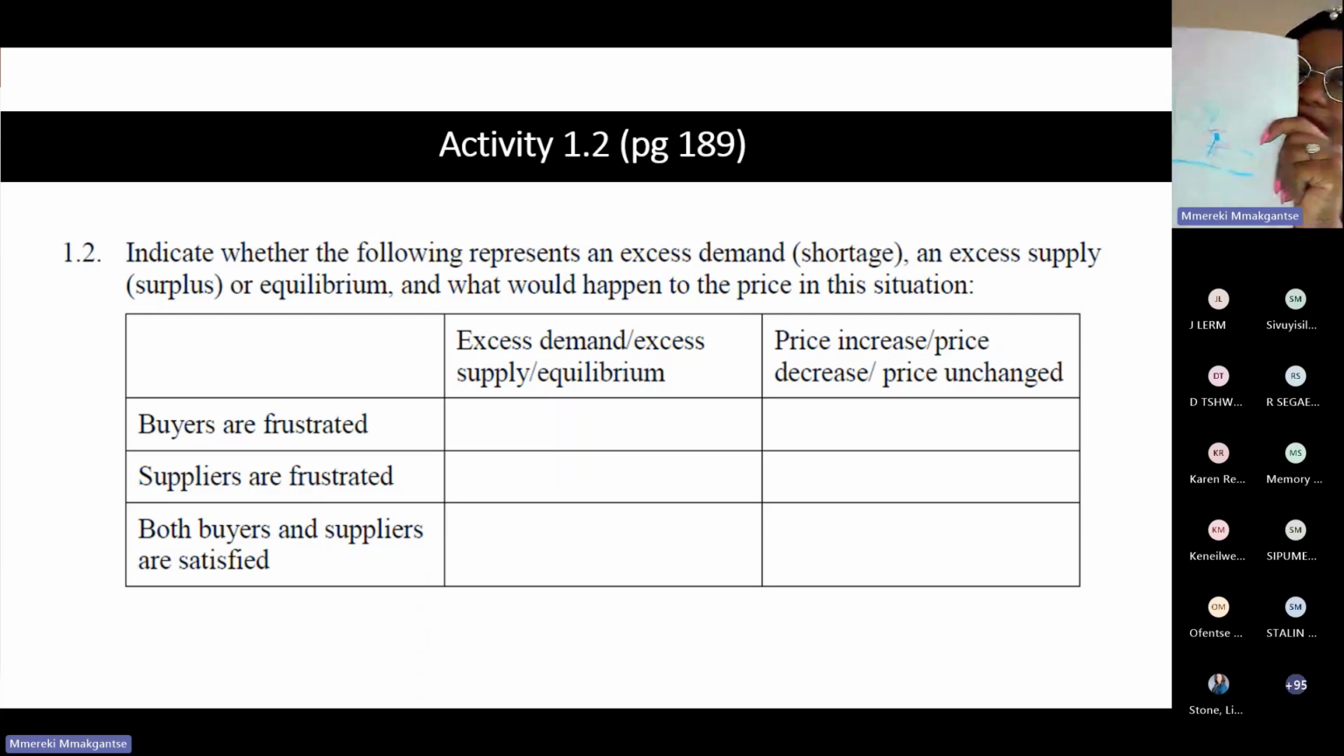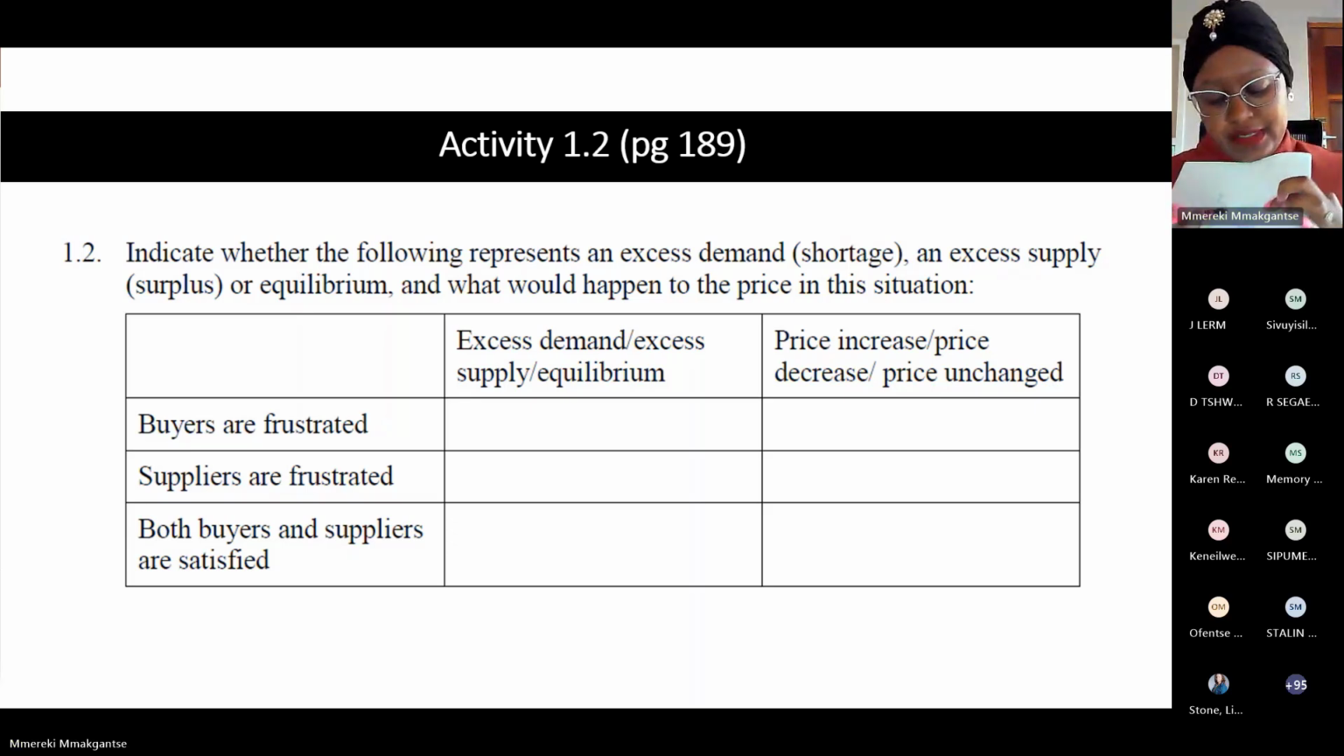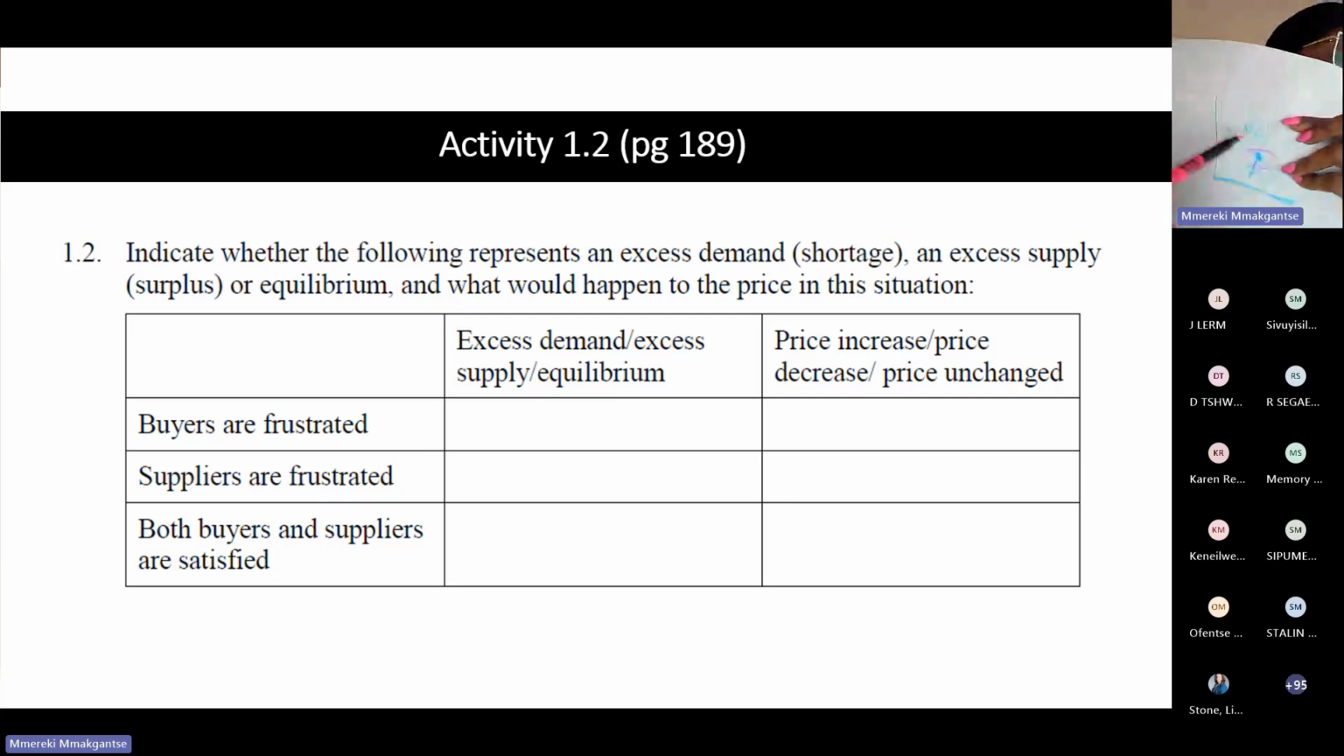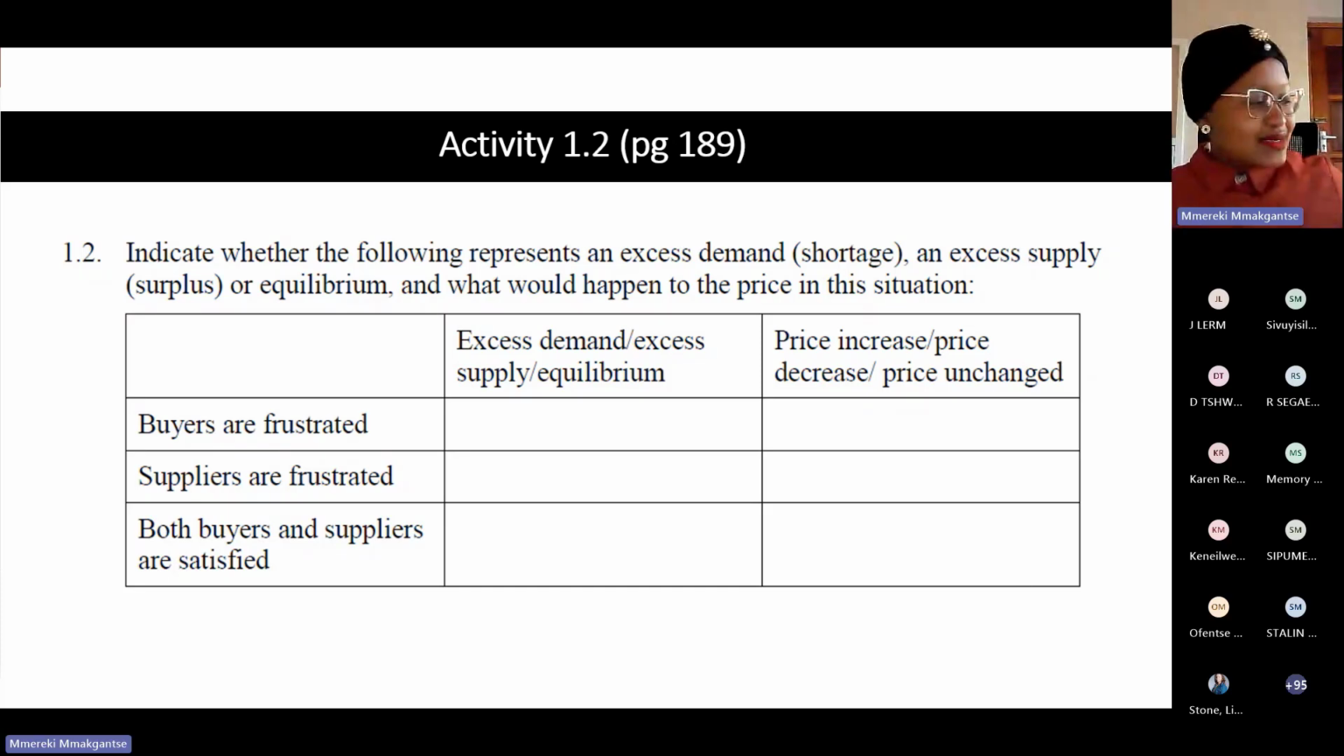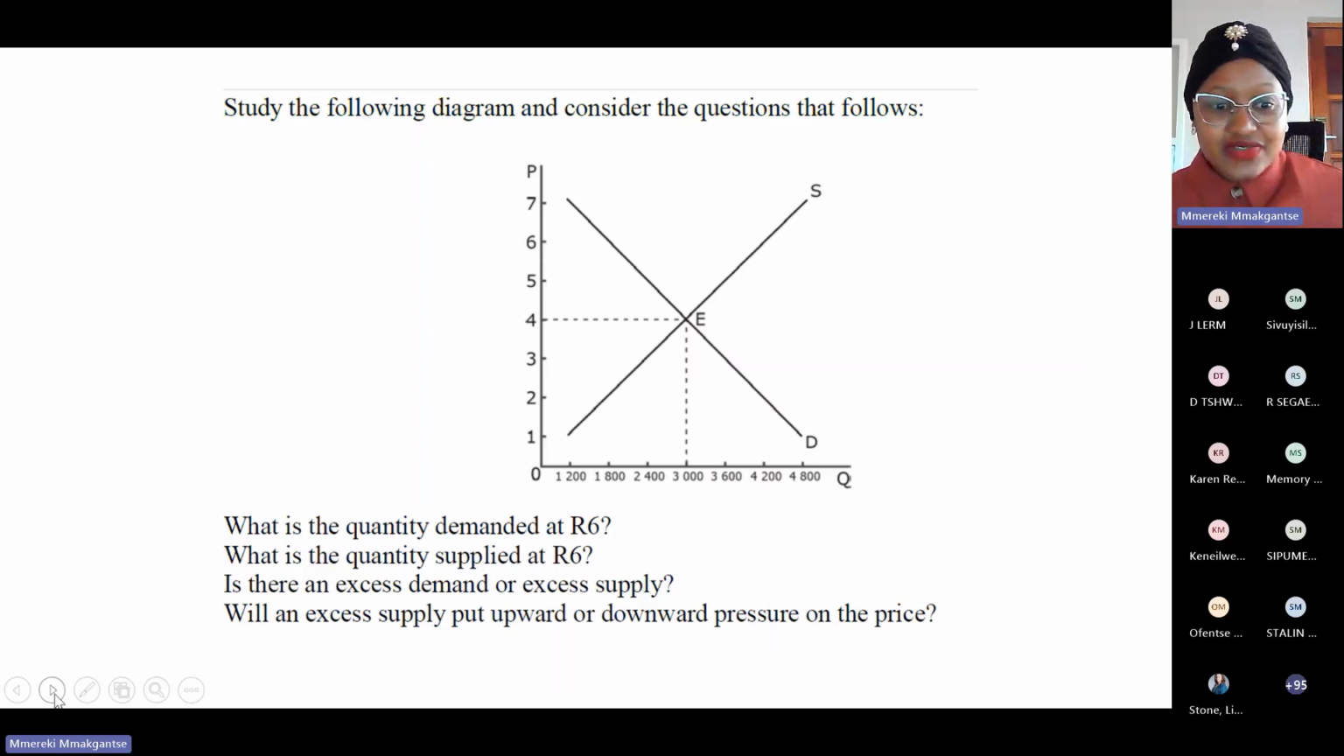Just a recap. I like repeating things so that if I were to wake you up at 3 a.m., you should know excess demand, excess supply, and equilibrium. Equilibrium is when supply meets demand. Excess supply is above equilibrium price. Excess demand is below equilibrium price. Good. I'm going to fast track now.